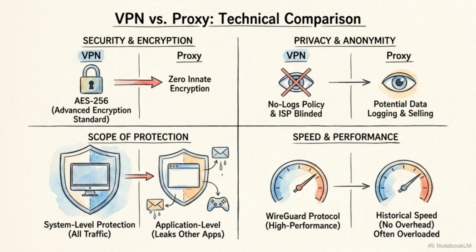The VPN wins again. Looking at the scope of protection, a VPN secures the entire operating system, leaving no gaps. A proxy only covers the specific application it is configured for, allowing your other apps to leak your true IP address. Historically, unencrypted proxies had a distinct speed advantage, but modern VPNs utilizing the WireGuard protocol have closed that gap, providing highly reliable speeds that match or exceed overloaded free proxy servers.